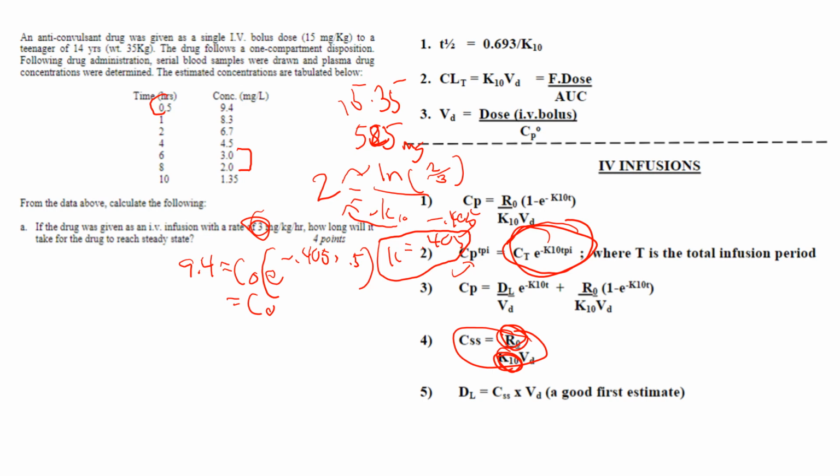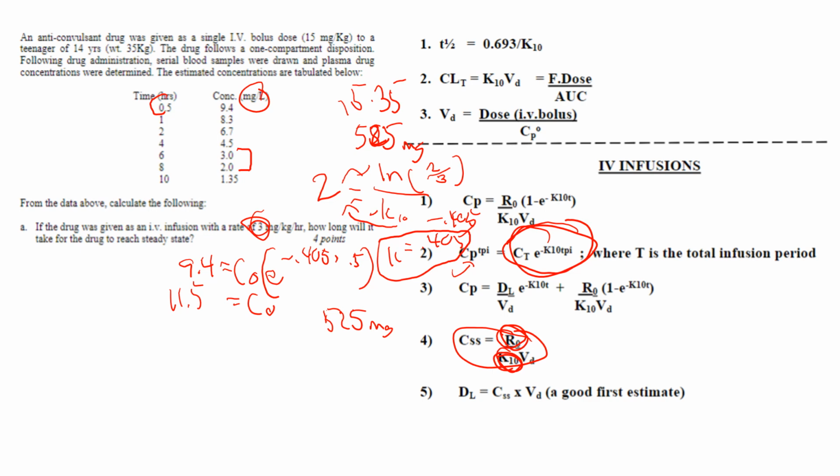We can get that it's 11.5, and I don't know what this is. Oh, it's milligrams per liter. Perfect. Okay. 11.5 milligrams per liter. Then what we can do with that is we know that there's 525 milligrams kind of just per dose, right?